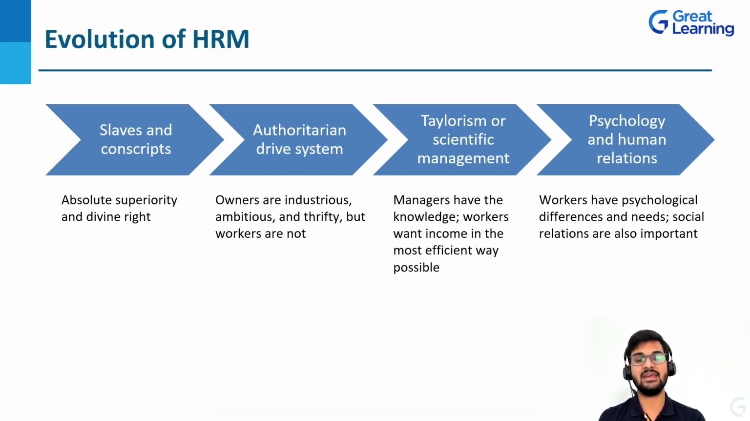Then things changed again, and there was a phase when it was believed that these people who are doing the work also need something, which was nothing but money, income. Managers have the knowledge and workers want income in the most efficient way possible. So people used to believe that there will be a manager, he will give clear instructions, people will do the work, but at the same time, they will want income. They will want some monetary benefits as a return of the work that they have done for the managers or the bosses.